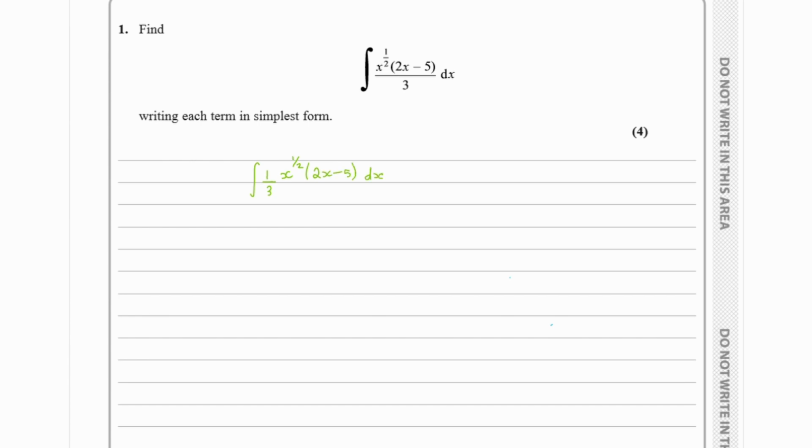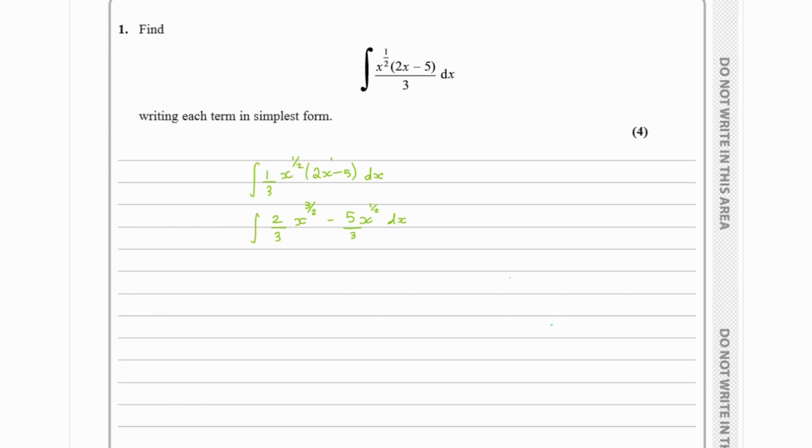We can now simplify this by expanding everything with 1/3 x to the power half. So we can rewrite this again, and 1/3 times 2 gives us 2/3, and x to the power half multiplied by x to the power 1 gives us x to the power 3 over 2. We then have 1/3 x to the power half multiplied by minus 5, which gives us minus 5 over 3 x to the power half.